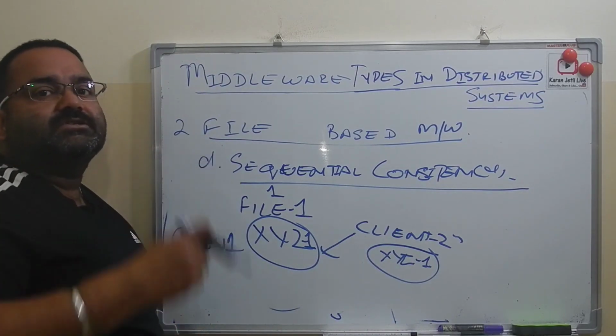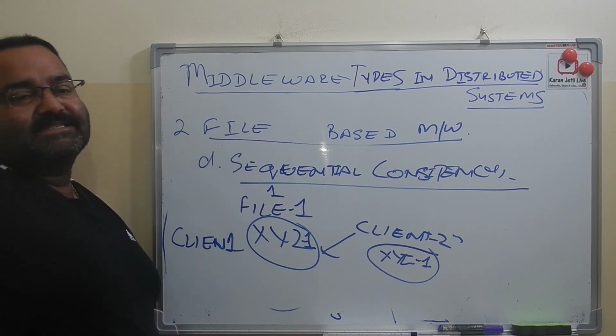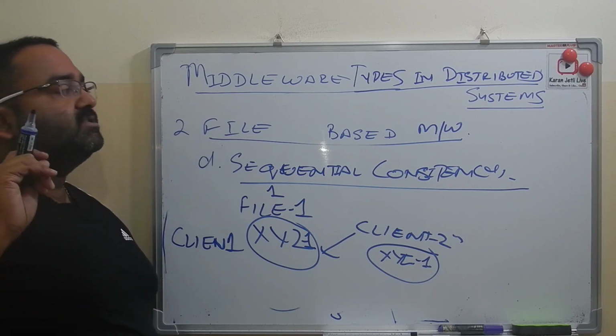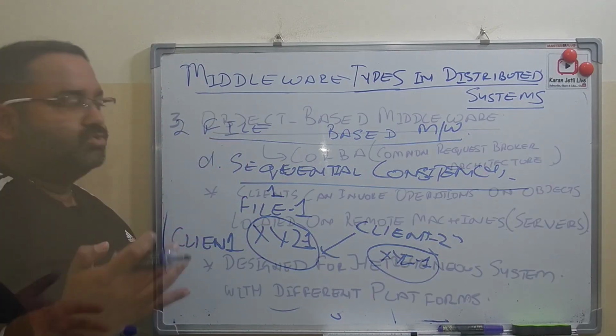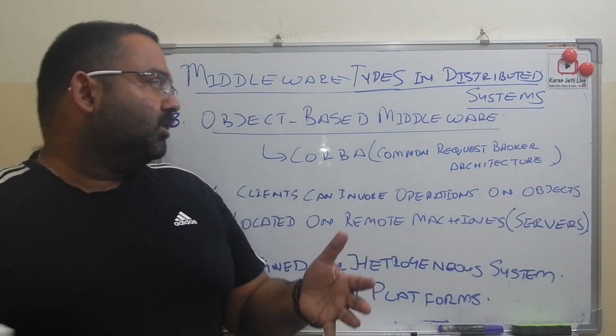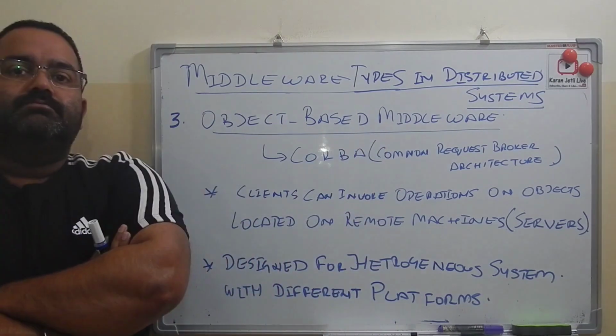We call it sequential consistency. So file based middleware has to ensure all these 4 issues. So guys, the third type of middleware is object based middleware.